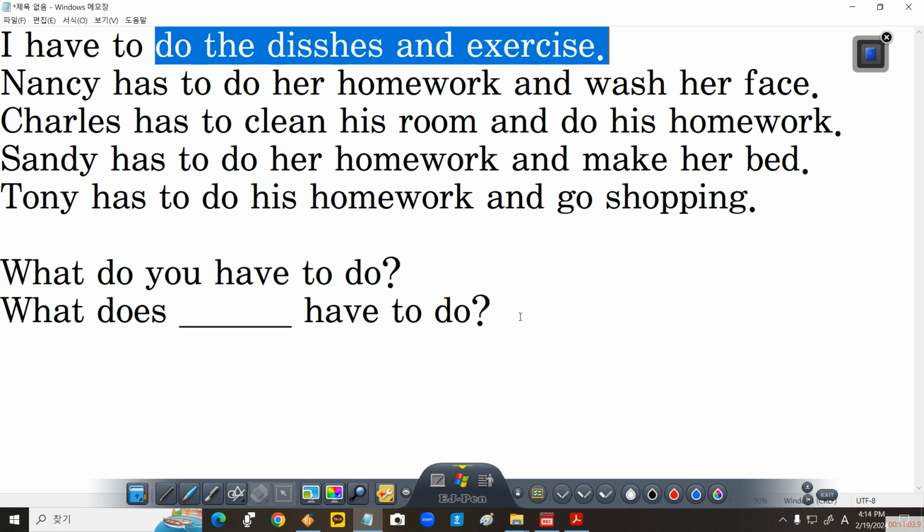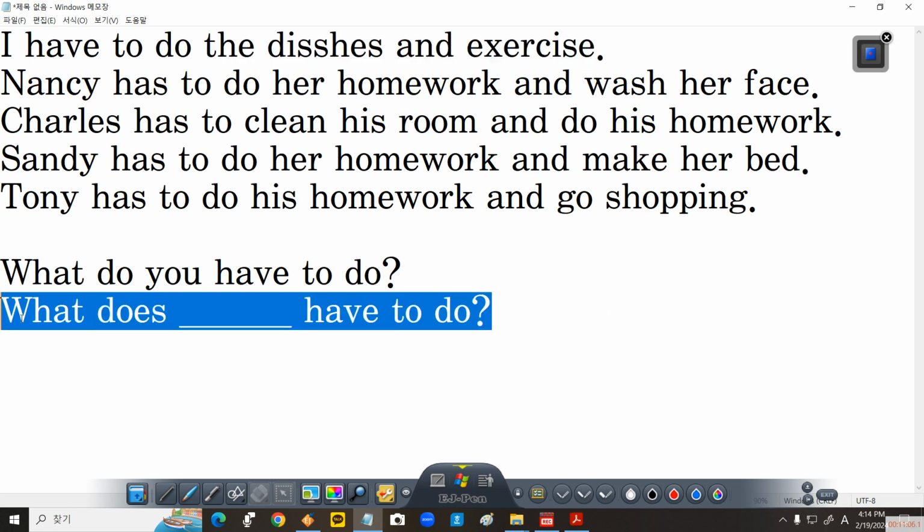What does Sandy have to do? Sandy has to do her homework and make her bed. Now, Nancy, what do you have to do? I have to do my homework and wash my face. Okay, wash your face.